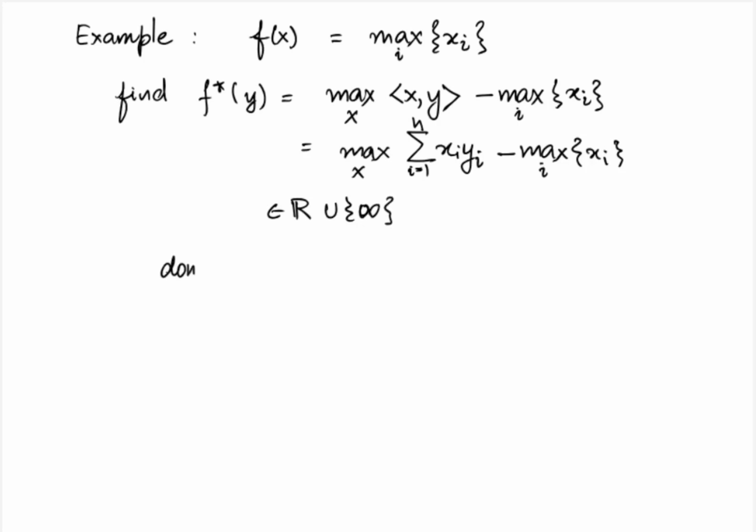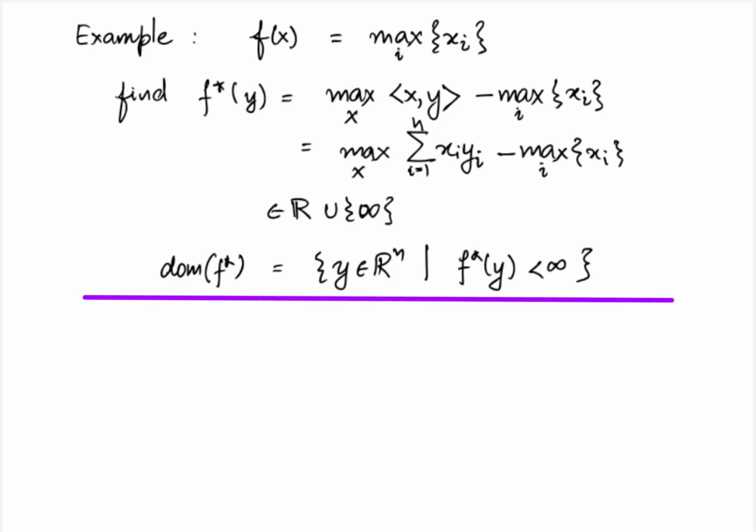Recall that the domain of f star, which is a convex function, is the set of all y such that f star of y is finite. So we are interested in finding out what are the values of y for which f star of y remains finite. We split into two cases. In the first case, let us examine what happens if any of the yi's are negative. Let's say that yj is strictly less than 0 for some j between 1 and n.